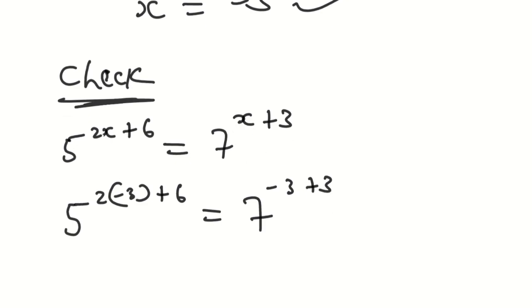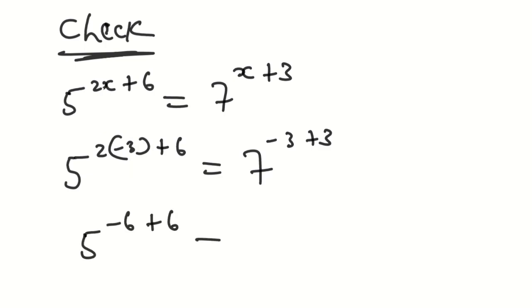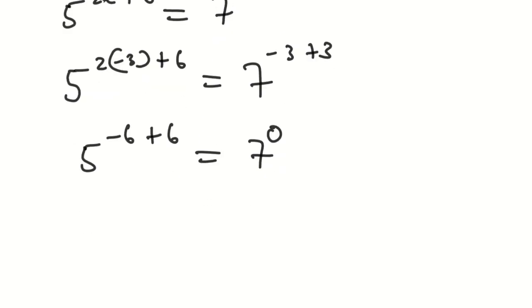All right, let's move on. So what is minus 3 times 2? That's minus 6. And then let's come to the right hand side. What is minus 3 plus 3? That is 0. Minus 6 plus 6 is what? Also 0. Okay, so would this be equal to? Let me just put a question mark there. So we're trying to test if 5 raised to the power 0 will be equal to 7 raised to the power 0.